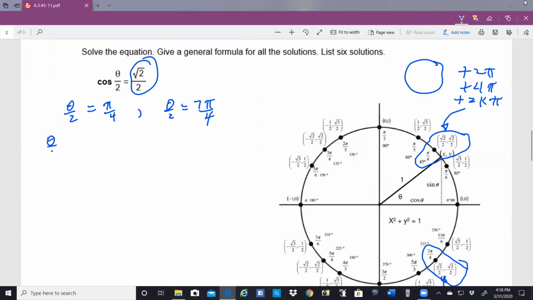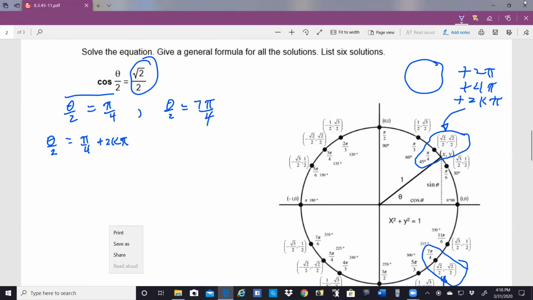Theta over 2 then, based on the smaller angle, pi over 4, it would be pi over 4 plus 2k pi. And let's go ahead and solve this. That means that multiply by 2, we get theta is equal to pi over 2 plus 4k pi. That's just multiplying both sides by 2.